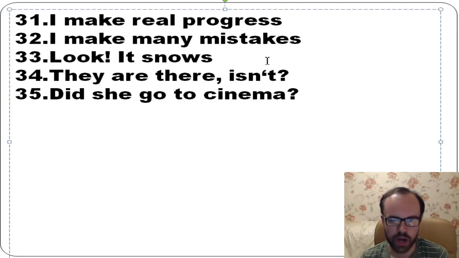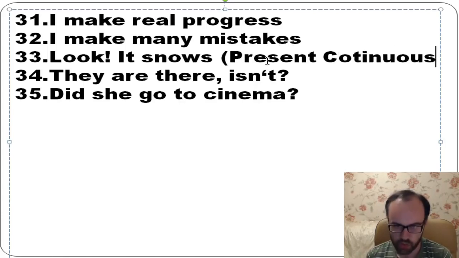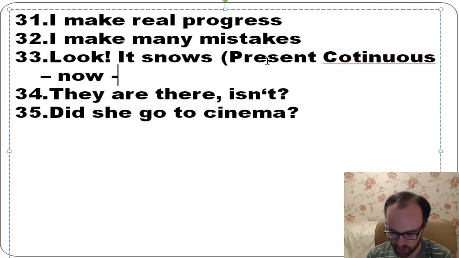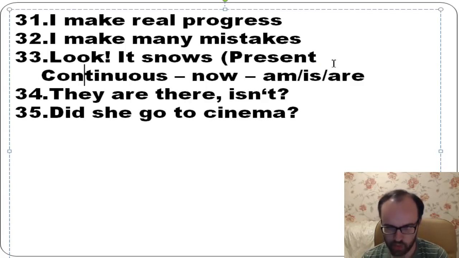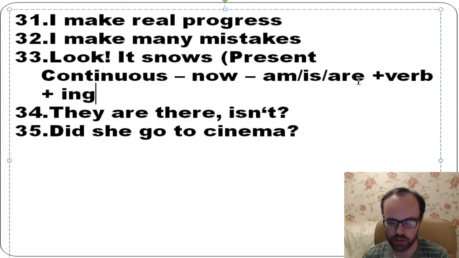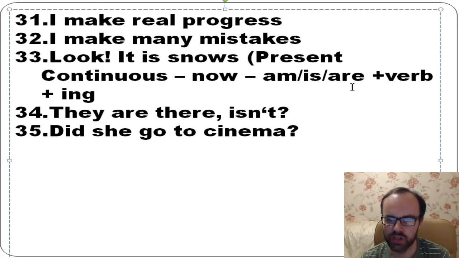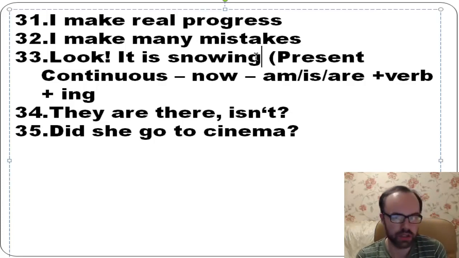Look, it snows. It's about now, and if it's about now, you use present continuous. We use present continuous for now. So you know how we form this tense: am, is, are plus verb plus ing. Because look, it's now. So he, she, it is plus verb snow plus ing. Look, it is snowing.